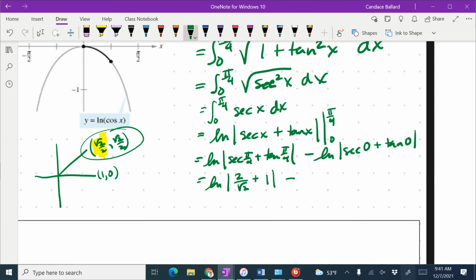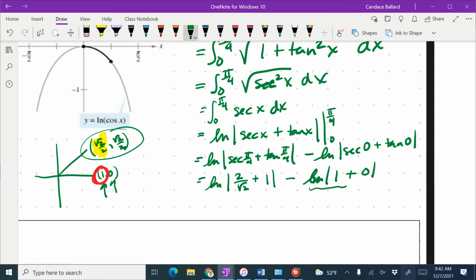And then let's see. Secant of 0. So at 0, we're going to flip the cosine value. What do we get? What's the reciprocal of 1? 1. So this is going to be 1. And then tangent is sine divided by cosine. So what's 0 divided by 1? Good.